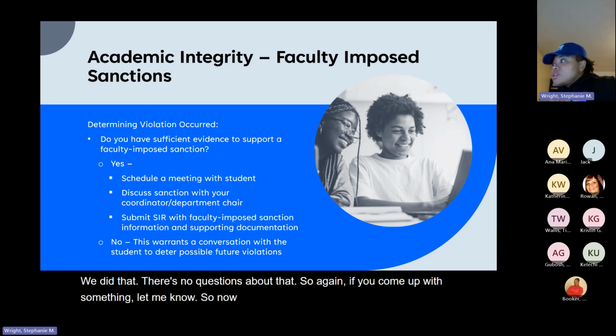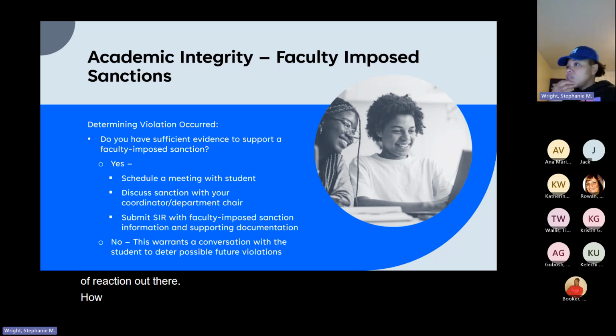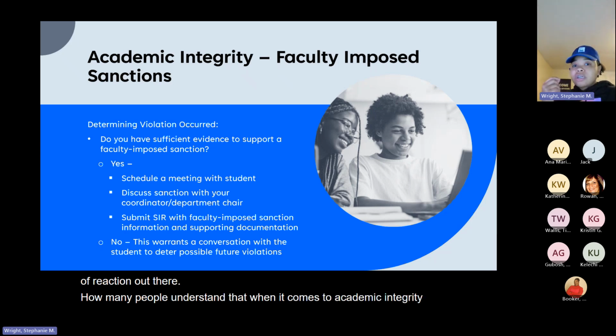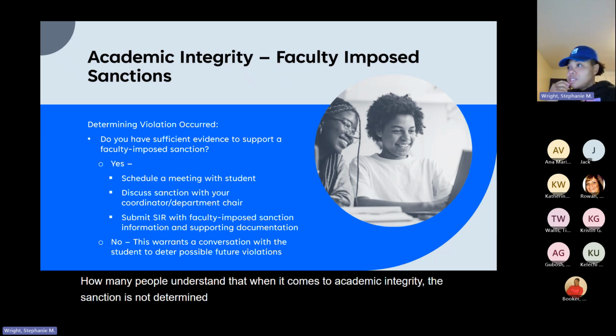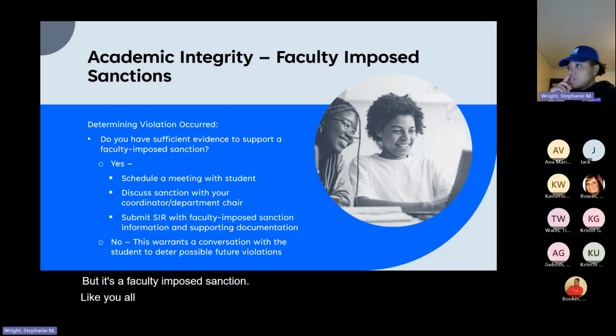So now let's go more into the academic integrity piece. By show of reaction, you can either raise your hand or put any kind of reaction out there. How many people understand that when it comes to academic integrity, the sanction is not determined by my office, but it's a faculty-imposed sanction? You all get to determine what that looks like.